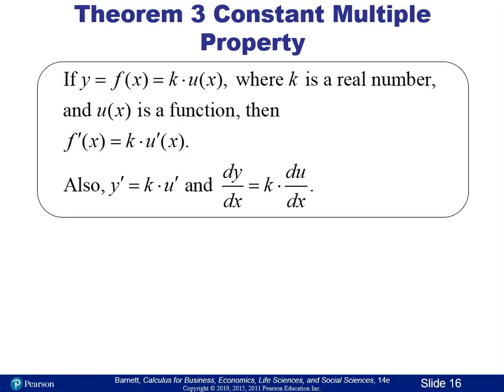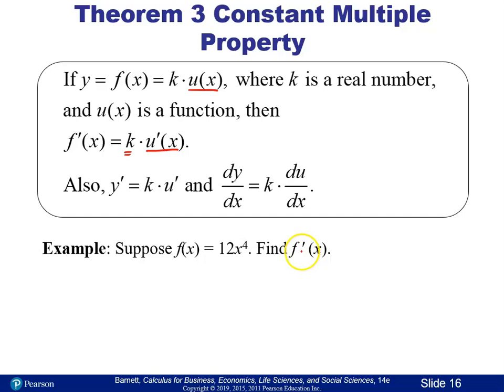Okay, our next property says that if we have a function that's actually a constant times another function, then we can find its derivative by just multiplying the constant times the derivative of that function. Okay, and that sounds like a lot. I think you'll understand in a minute that it's not as complicated as it sounds.